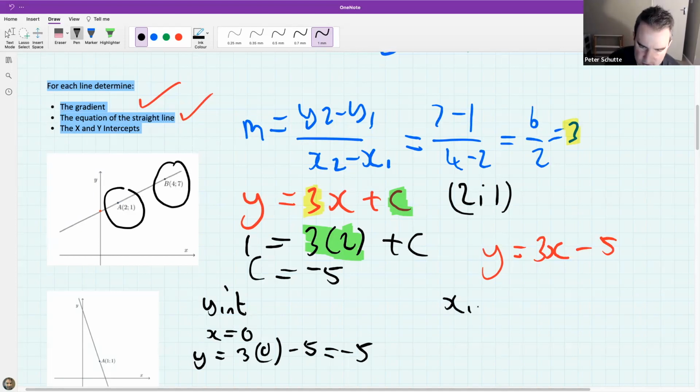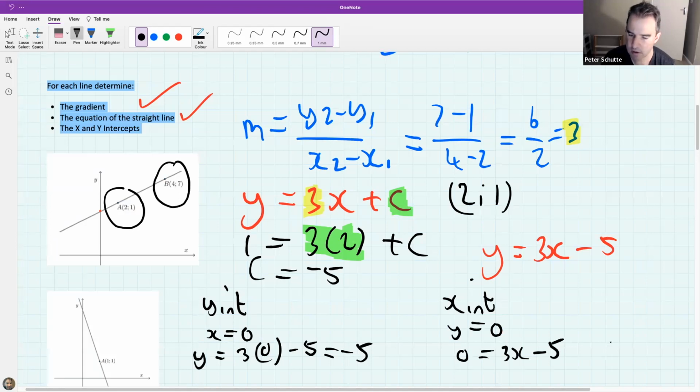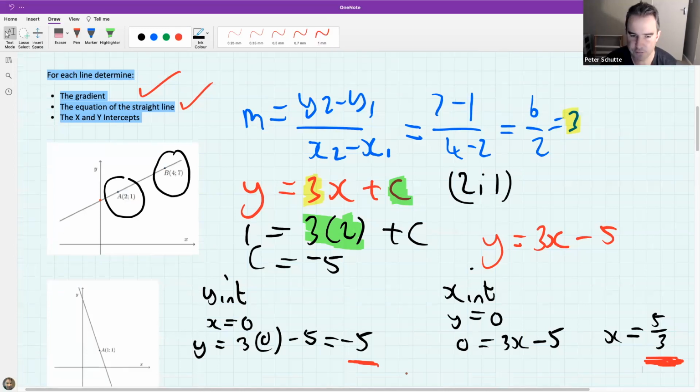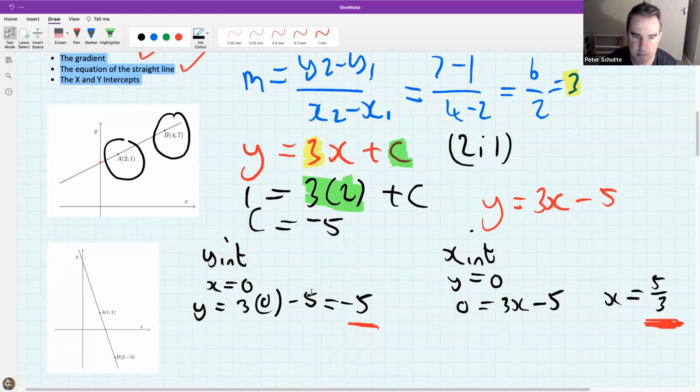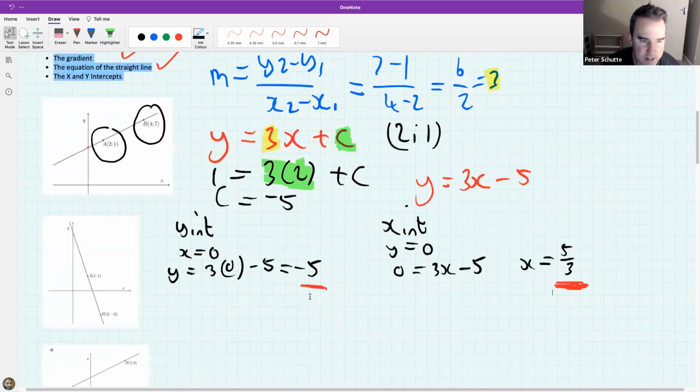And then for the x-intercept, what do I need to do? For the x-intercept, I make y equal to 0. And for x, I'm going to get 5/3. So my y-intercept appears to be -5. My x-intercept appears to be 5/3. And that is the first example process. Now, there is something a bit dodgy about the drawing, but the method that I've showed you is fine.